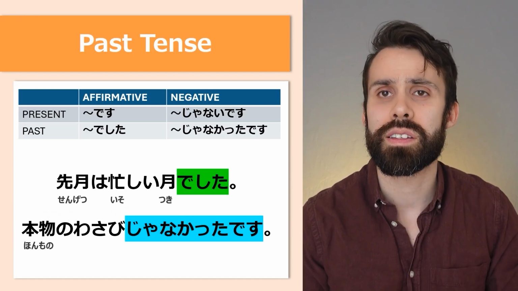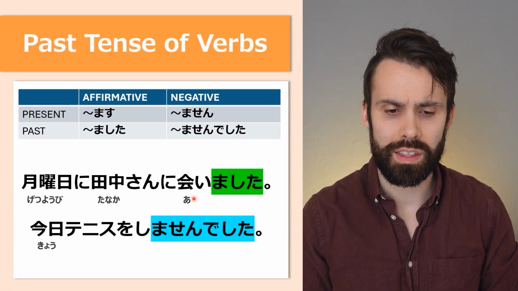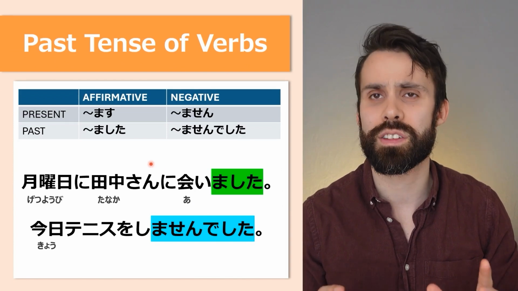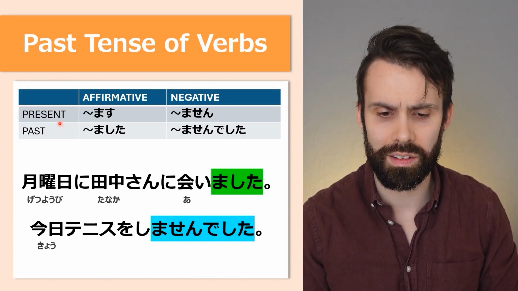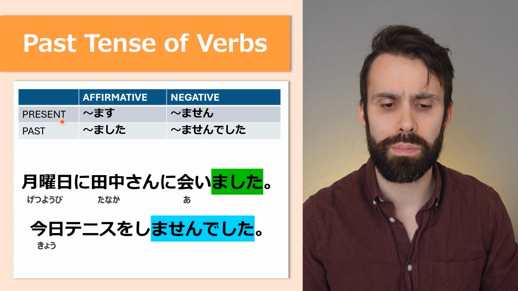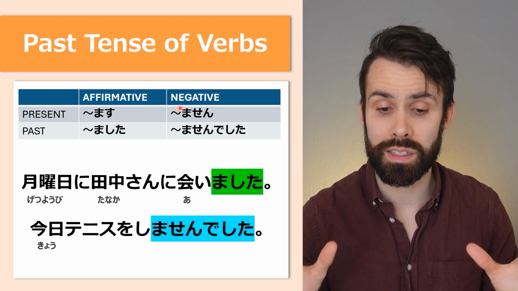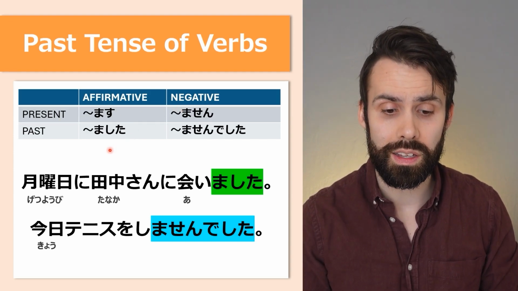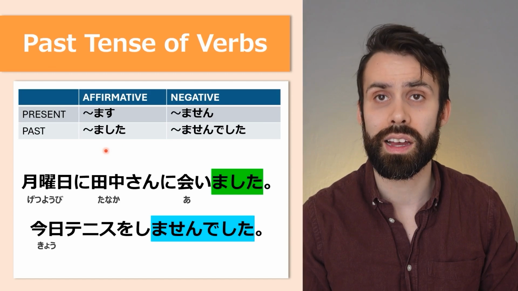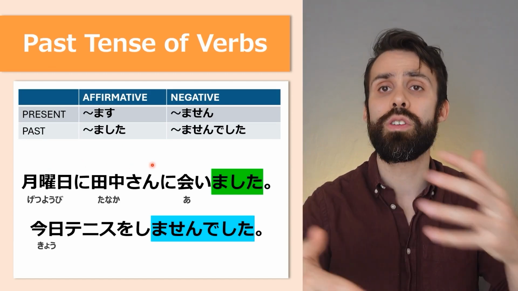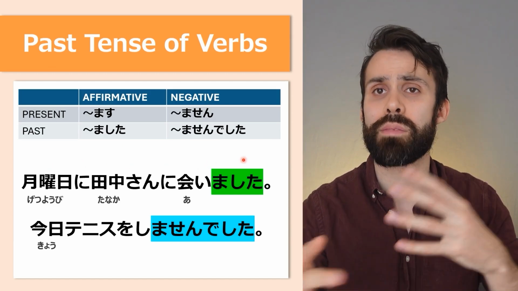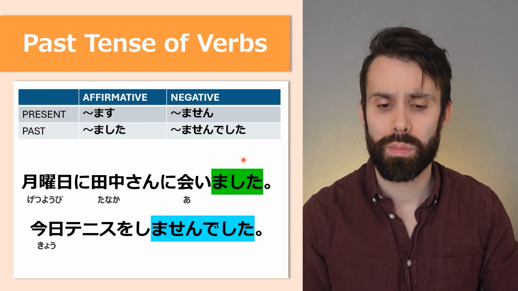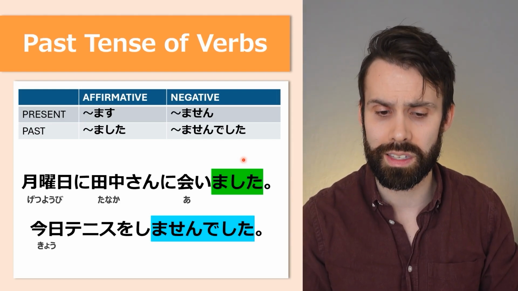And then we have the past tense of verbs. We already know that the present affirmative, at least in the masu form, is masu, and then the negative is masen. But the past affirmative would be mashita. So, 月曜日に田中さんに会いました. 会う means to meet, and aimasu will meet. But then we have the past aimashita.